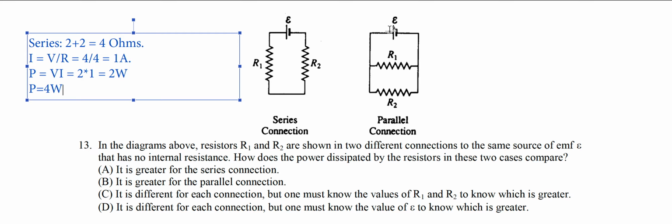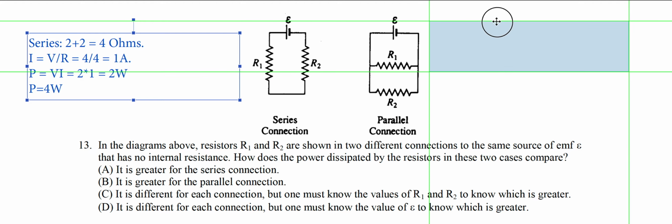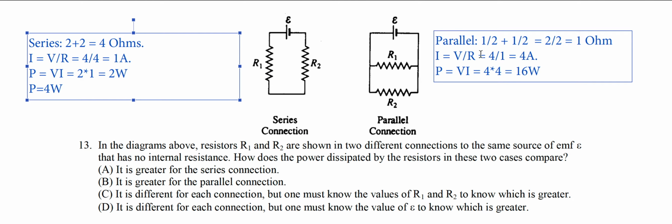What would happen if we did the same calculation but for the parallel circuit? Here, the situation is different. In the parallel, the total resistance is given by 1 over R1 plus 1 over R2. So 1 over 2 plus 1 over 2 is 2 over 2, which is 1 ohm.